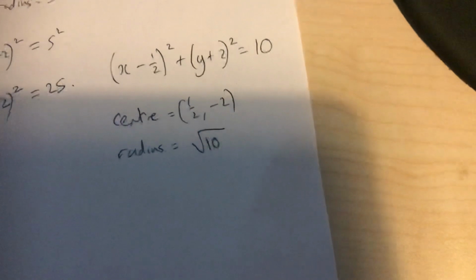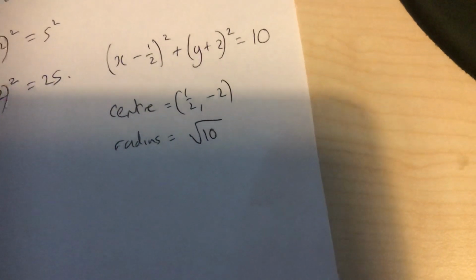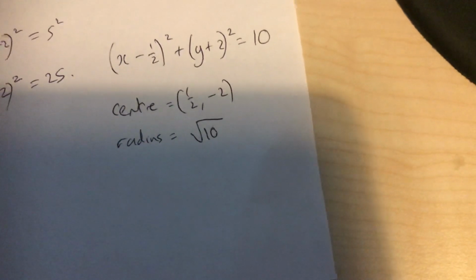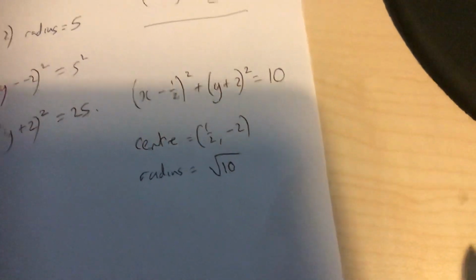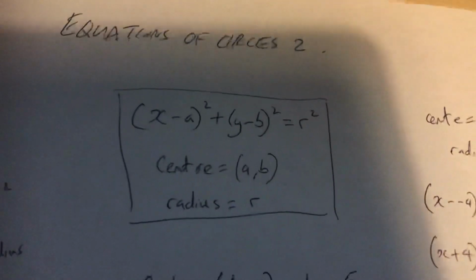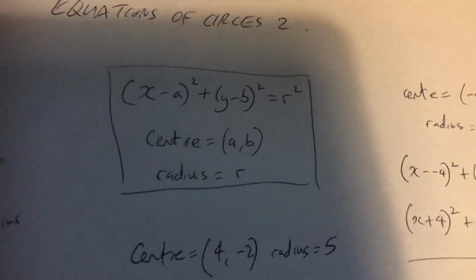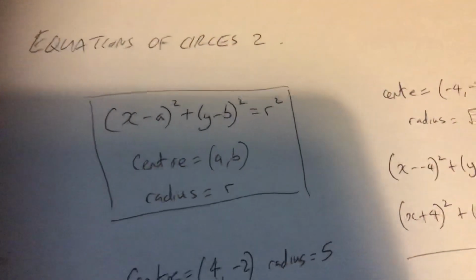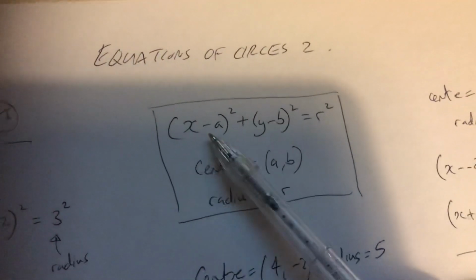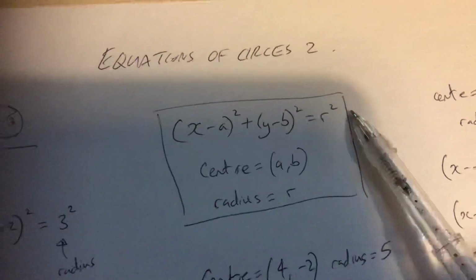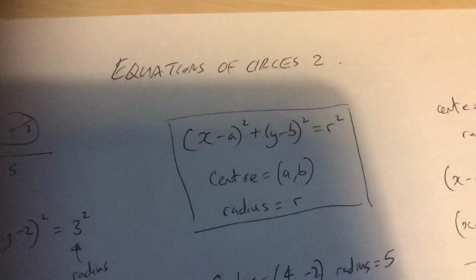Now we're lucky enough that that root 10 can't be simplified because really only 2 and 5 go into that. So there we go, equations of circles 2. What happens when you've got the centre of a circle that is not 0, 0? We could of course just remember this formula anyway, because if a and b were both 0, this would just give me x squared plus y squared equals r squared. So that's equations of circles number 2.